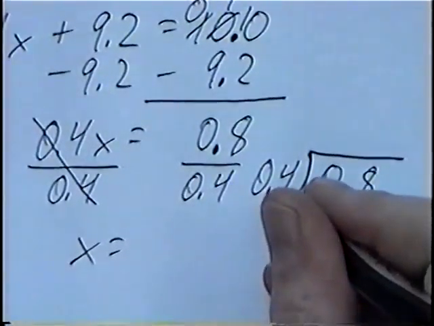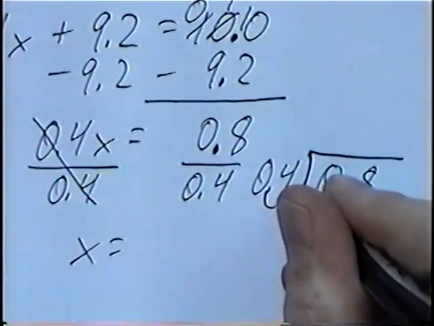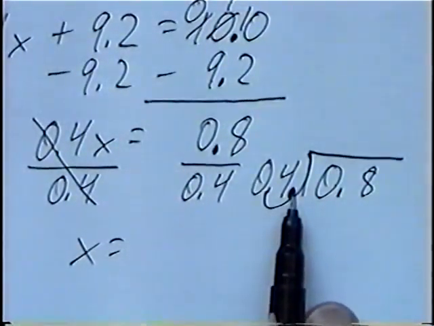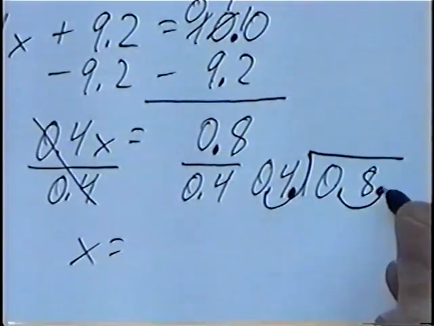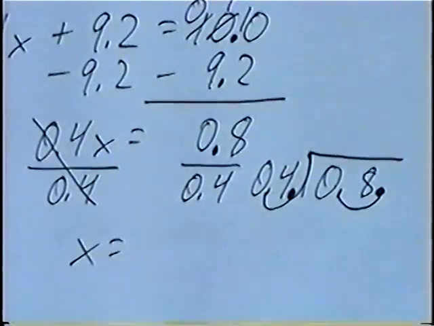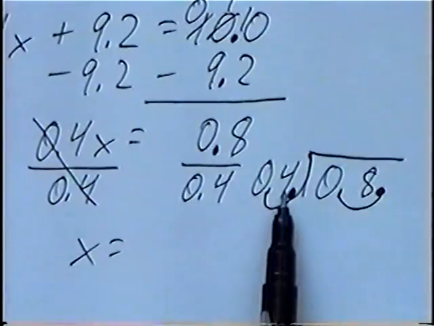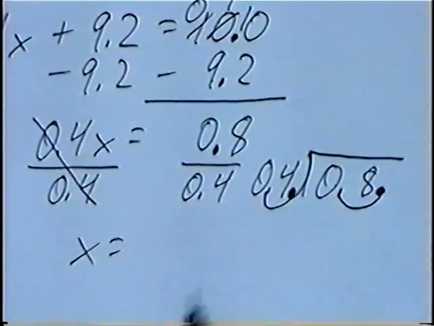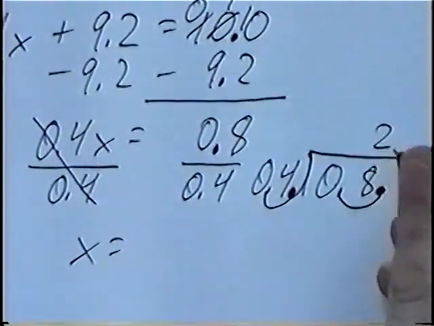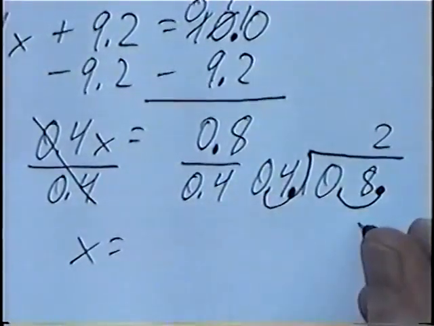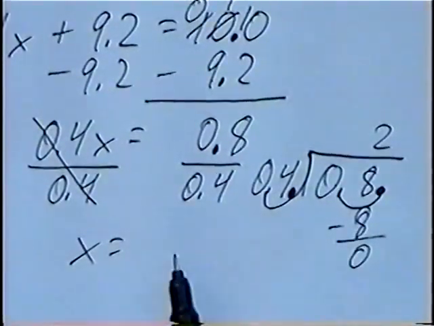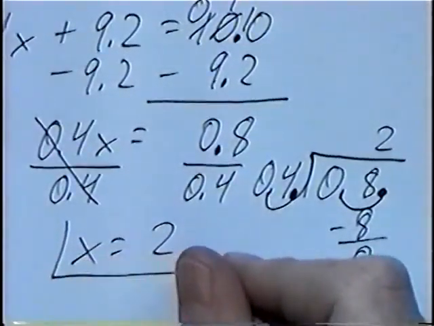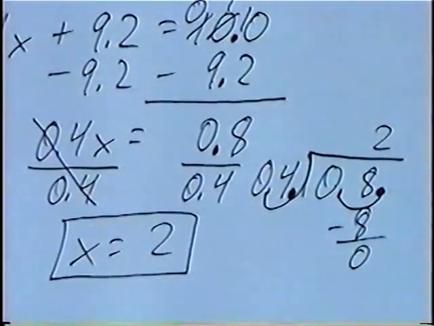So what we can do is move this decimal to the right one spot, and if we move the decimal one spot on the outside, we'll move it also one spot on the inside to the right. So instead of 0.4 going into 0.8, now we have the number 4 into 8. So 4 goes into 8 two times. 2 times 4 will be 8. Subtracting will have no remainder, and the answer would be 2. So x equals 2.